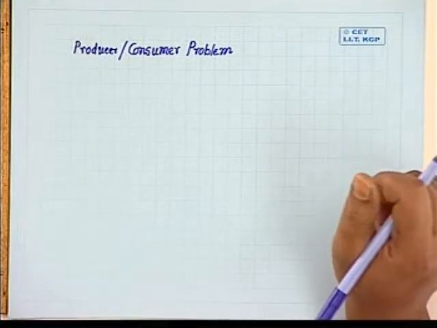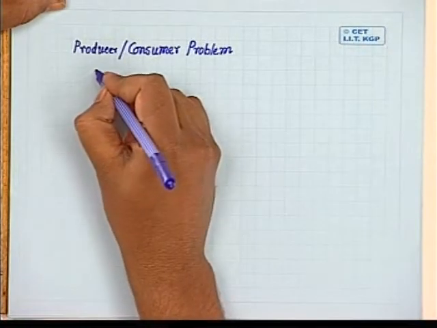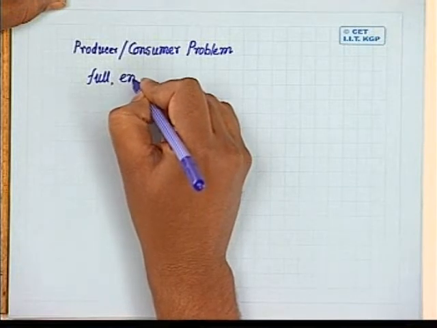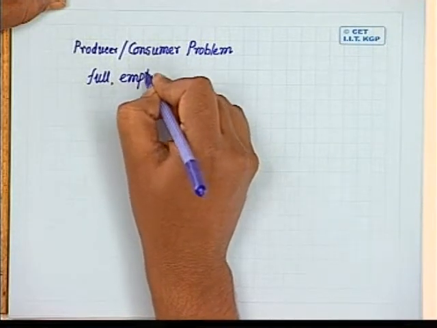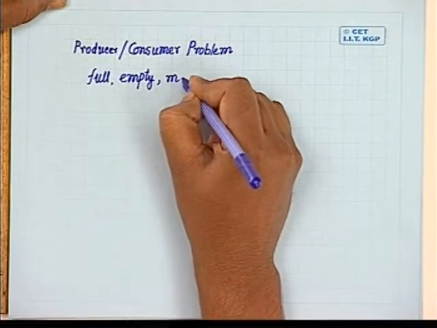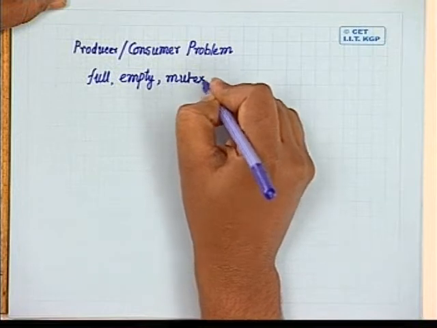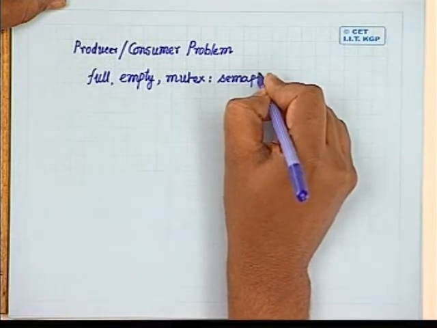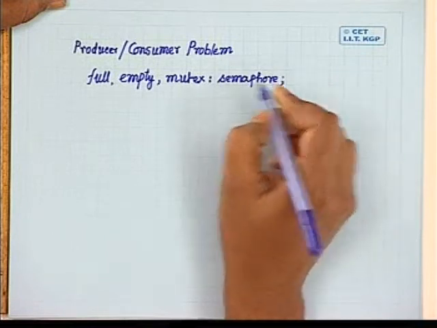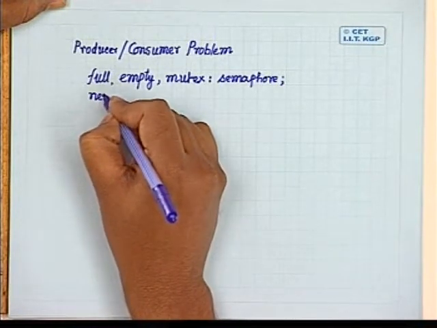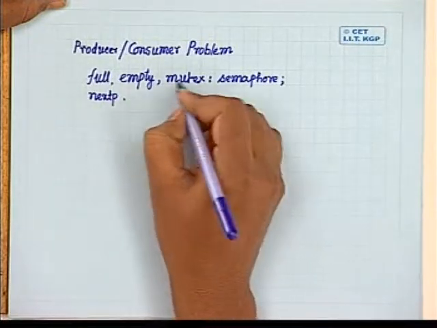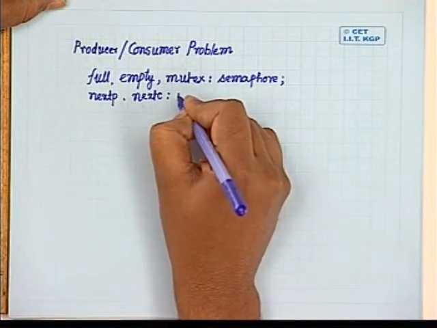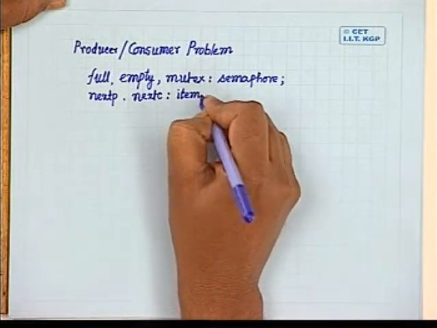So to solve this producer-consumer problem, we assume that there are three semaphore variables. One of the semaphore variables is full, the other semaphore variable is empty, and the other one is mutex. All these are semaphore variables. And as before, we have two other variables. One is nextP, the other one is nextC, and they are of type item.